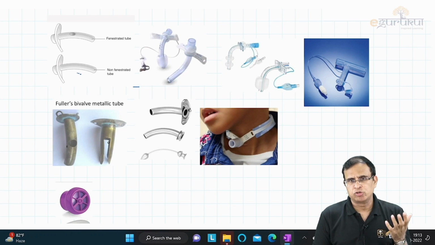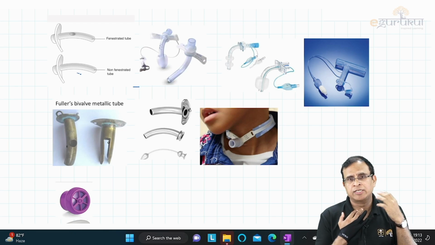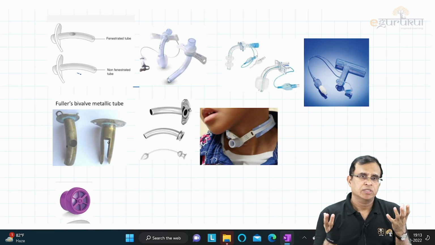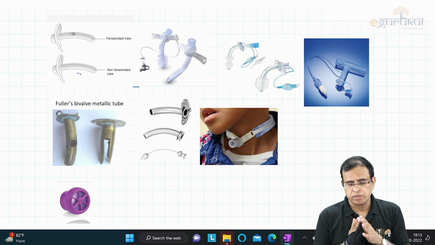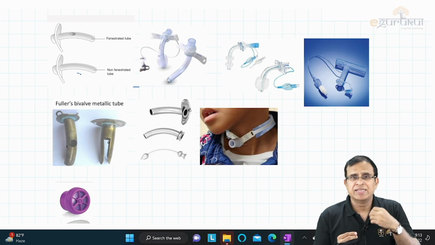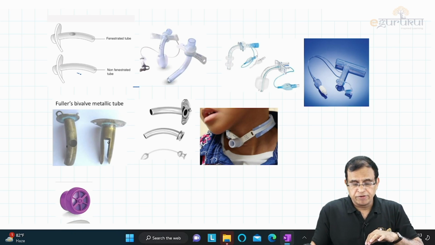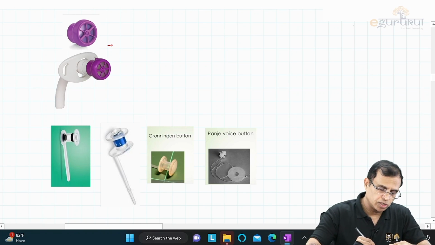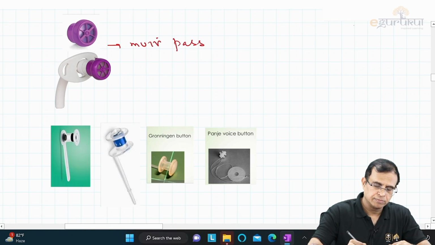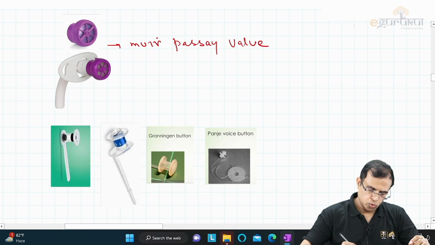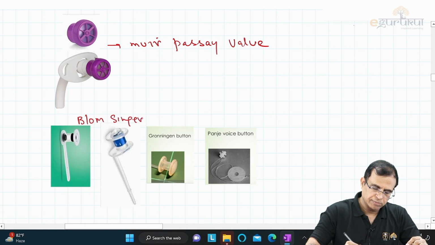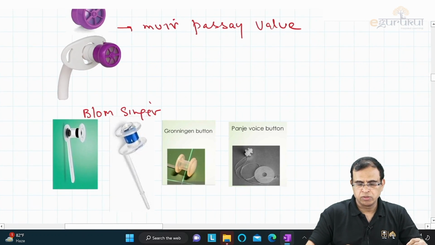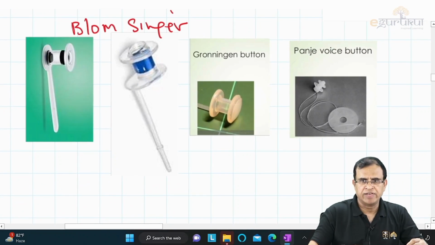And many of these patients of tracheostomy and laryngectomy need speech rehabilitation. Because after tracheostomy, after total laryngectomy, the patient cannot speak. So we do surgeries and we use valves to give back the speech. The patient can start speaking, and for this we need these kind of valves that you see. The first valve is called Provox valve. These two are called Blom-Singer, and the next two are called Groningen and Panje valve, as you can see the names.